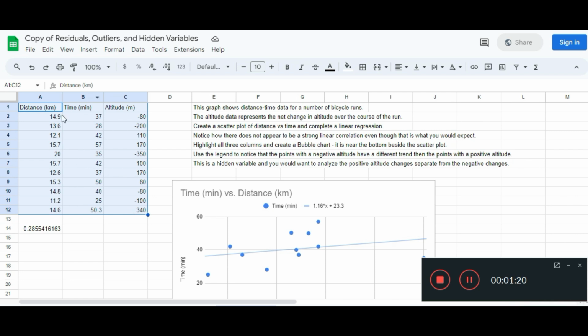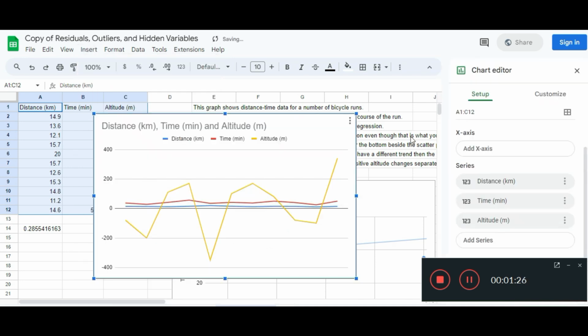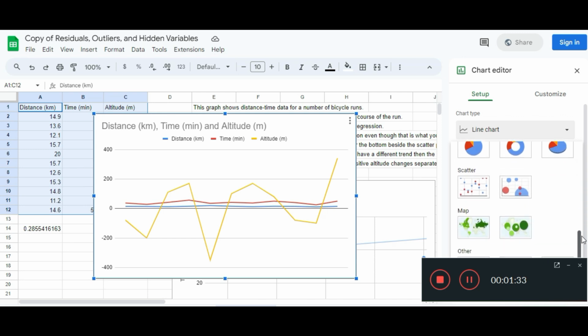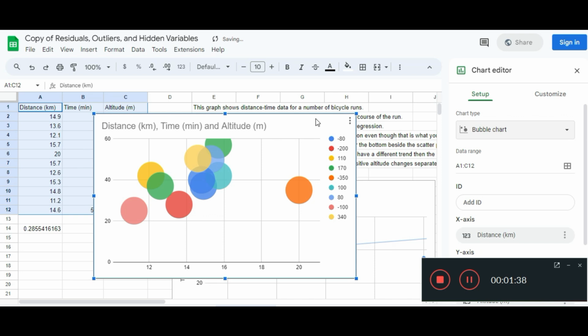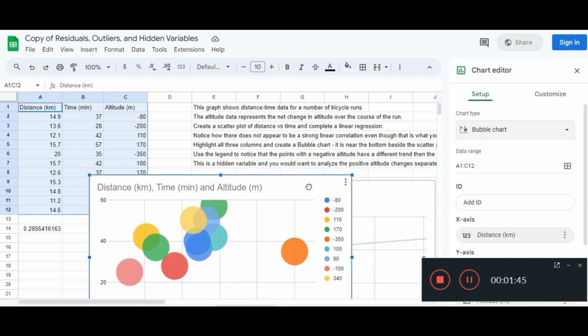Usually you can't make a graph of three sets of data like that, but if I go to insert chart and then go to setup and chart type, if you scroll to the bottom, you'll see besides scatter plot there's this thing called a bubble chart. What that does is it takes into consideration this third variable, these altitudes, and we're able to notice more of a trend.